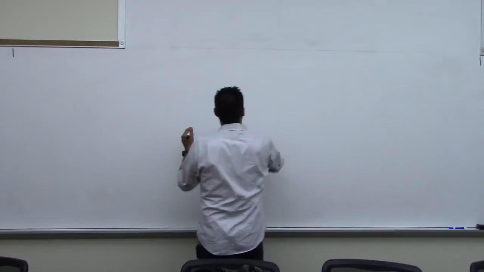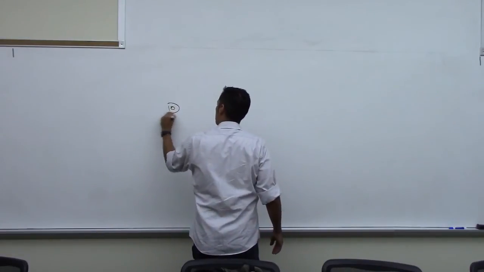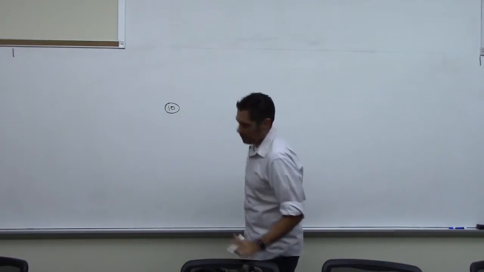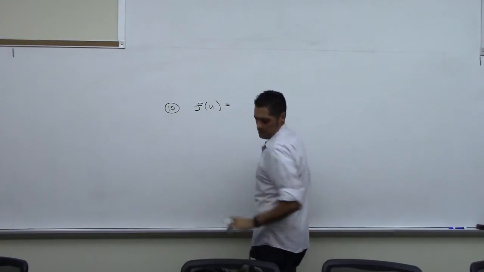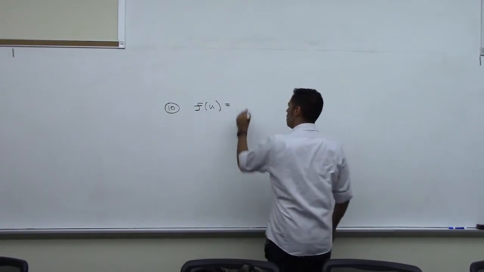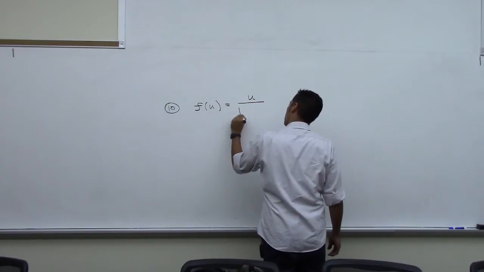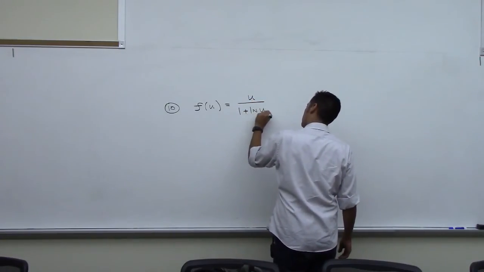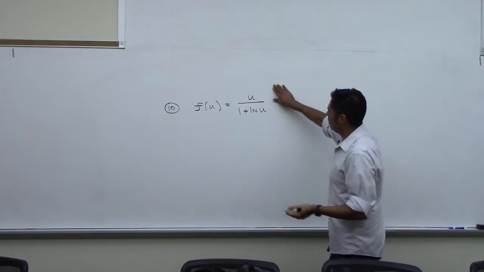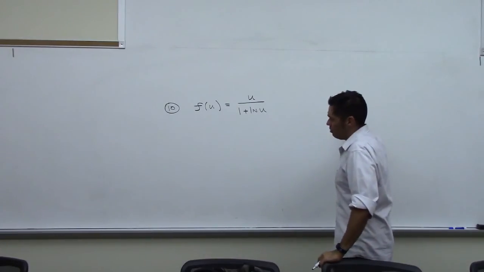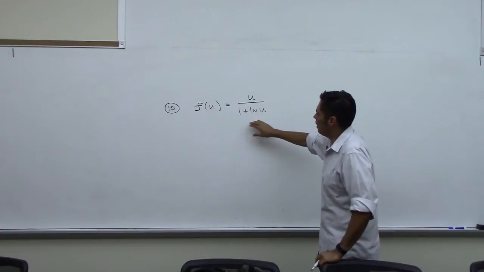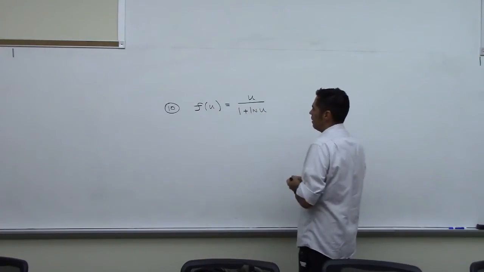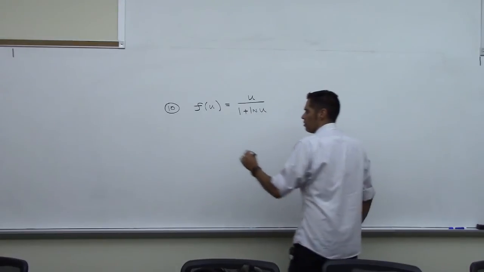So number 10, you have a different independent variable, f of u, and we have u over 1 plus the natural log of u. So u is like the x. All right, so I see quotient rule here. Because I have two terms down here, I can't split this into two different things. So I'm just going to apply the quotient rule.